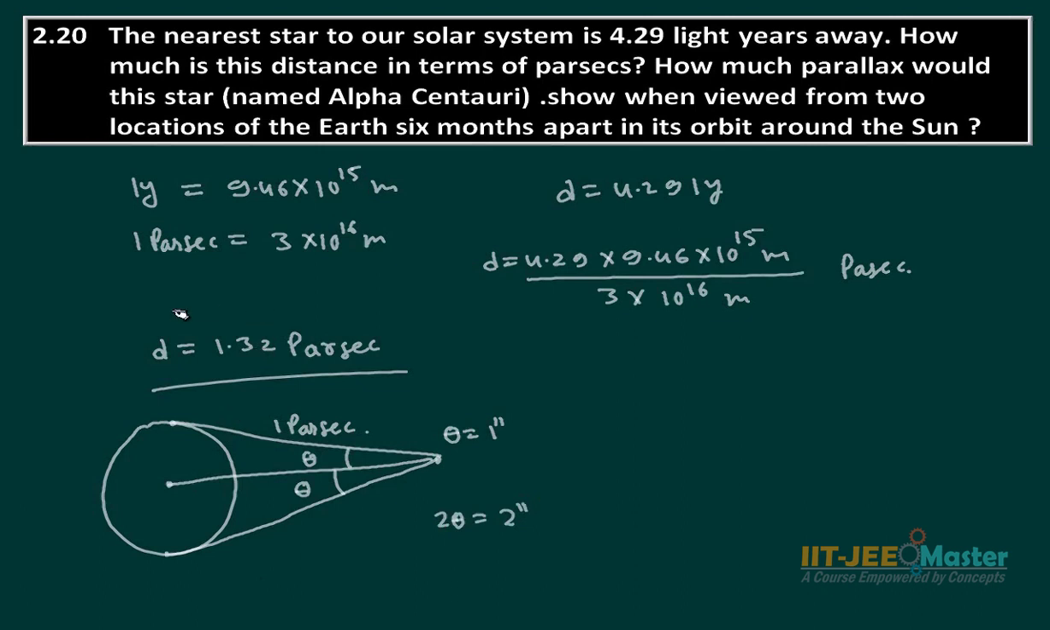But if the distance is 1.32 parsec, the angle subtended by Alpha Centauri will be simply 2 second divided by 1.32. The answer will be 1.51 second. While the answer in NCERT book is double of that, 2.64, which is wrong. So this answer is correct, while the answer given in NCERT is wrong.